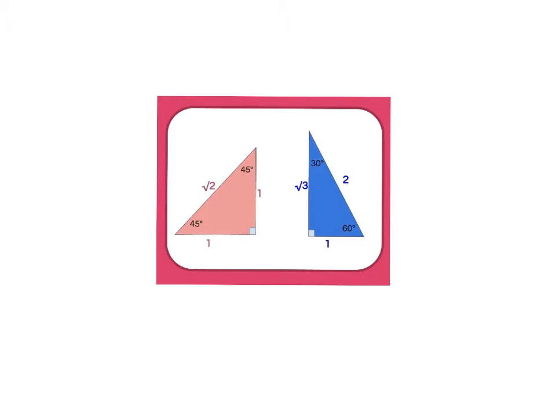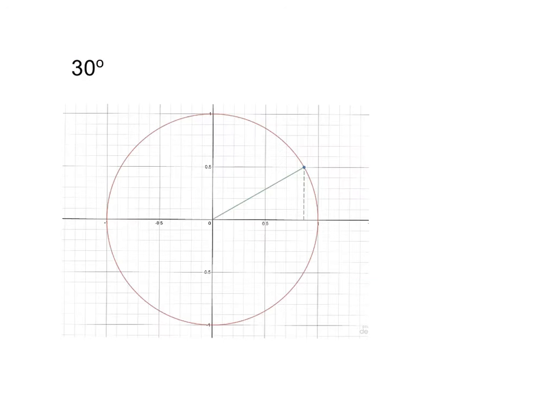We are going to use our understanding of the special right triangles to help us fill in the points around the unit circle. You'll notice this is the 1, 1, root 2 triangle where the angles are 45, 45, 90. And then we have the 1, 2, root 3 triangle where the angles are 60, 30, 90. So we're going to use these two ideas on the following pages.